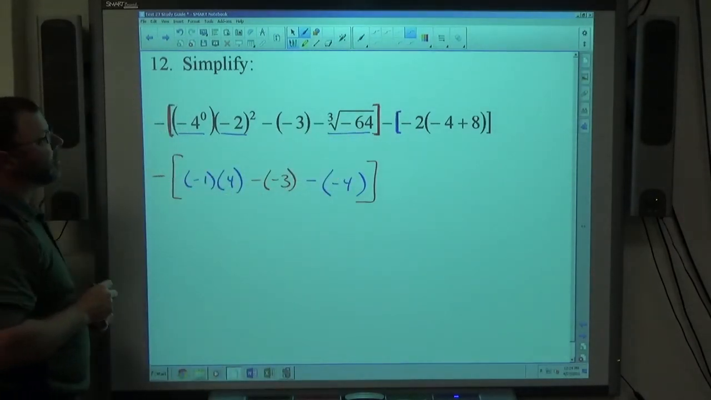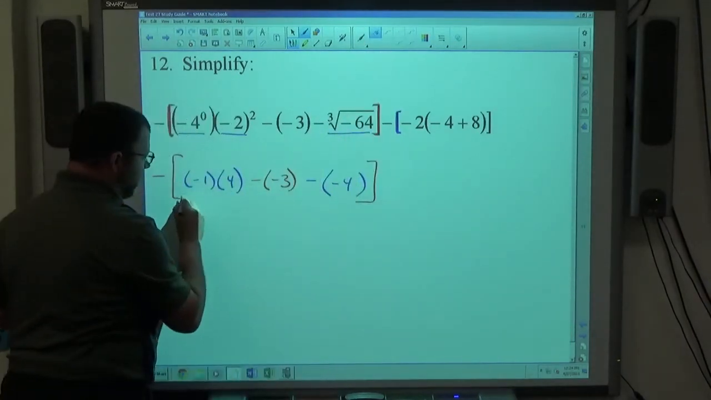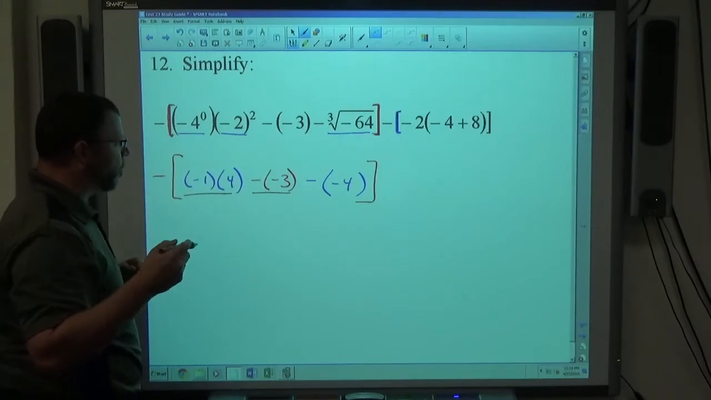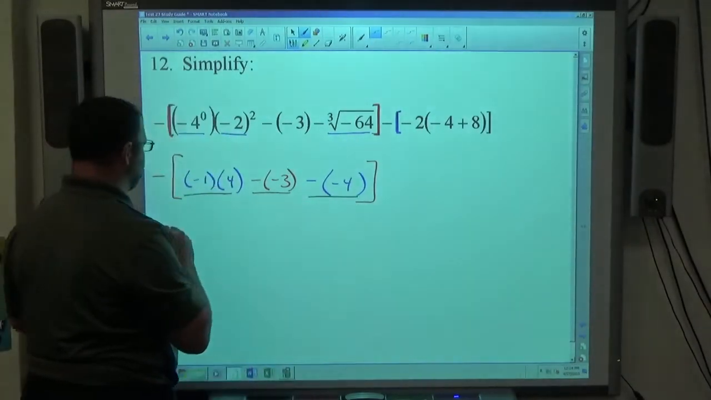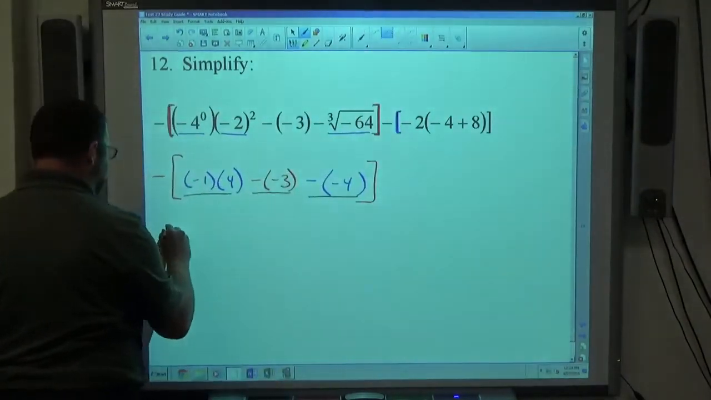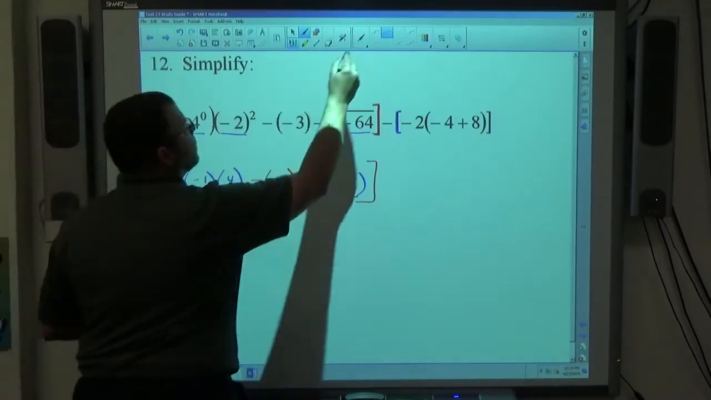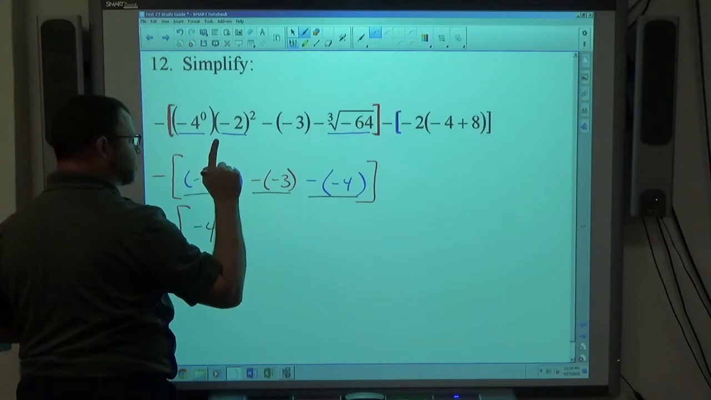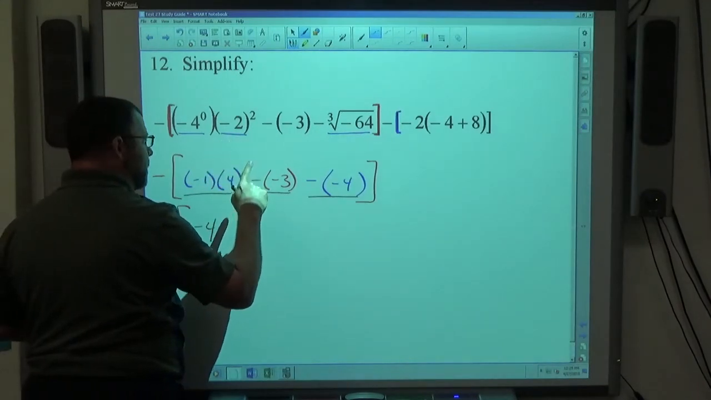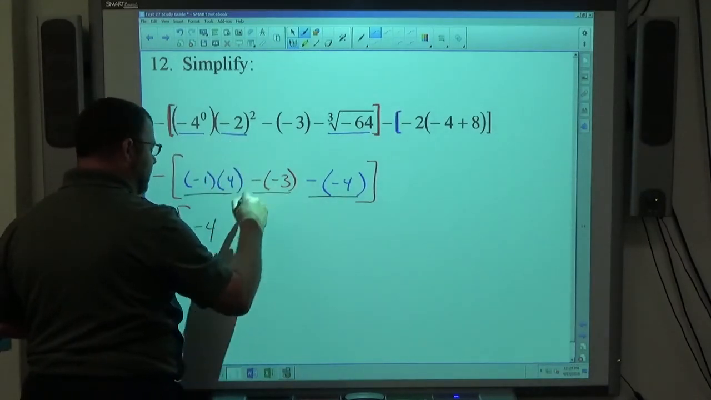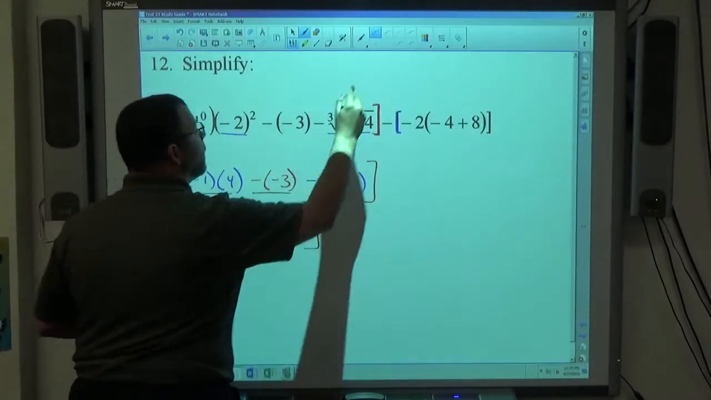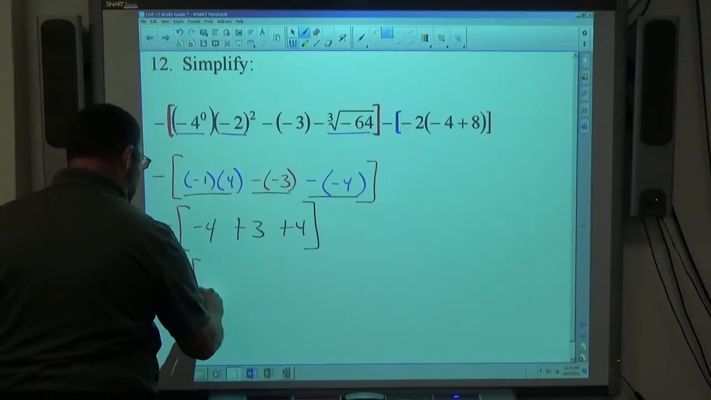Next thing I'm going to do is I'm going to do any multiplication. That's multiplication. Minus minus is under the category multiplication. Here minus minus also. So I've still got this negative outside the bracket. I've still got my bracket. Negative 1 times 4 is negative 4. Minus minus 3 is plus 3. Minus minus 4 is plus 4. Still got a minus outside the bracket.